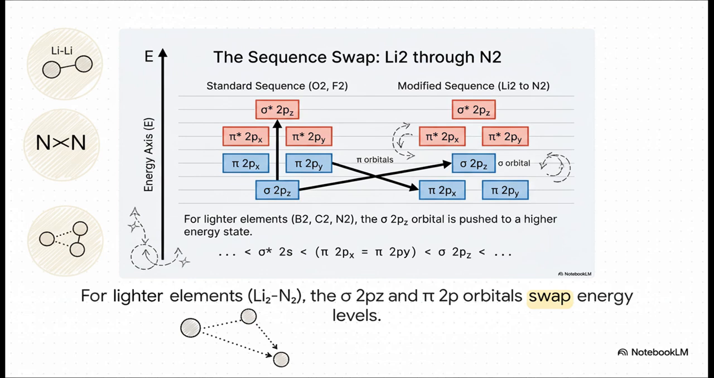It turns out that for the lighter elements, we're talking everything from lithium up to nitrogen, there's a little complication. A weird interaction between some of the orbitals actually pushes that sigma 2p orbital up in energy, making it swap places with the pi 2p orbitals. It's a small detail, but it's a crucial one that shows you just how sensitive this model really is.